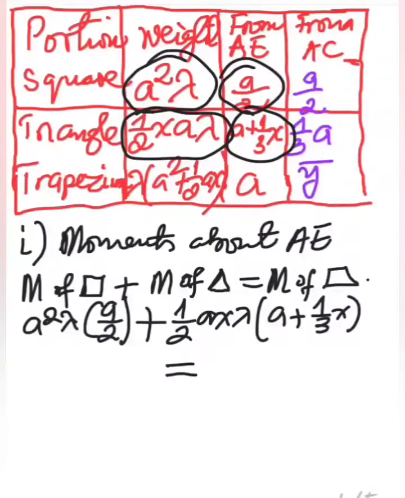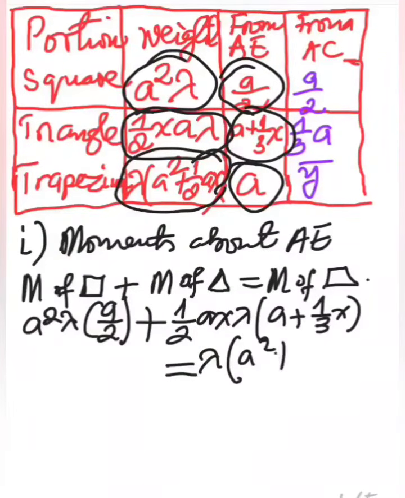and that should be equal to the moment of the composite lamina from the axis AE, which is the weight of the composite lamina times the distance of the center of the composite lamina from that axis. So we get lambda into a squared plus half ax, into a.